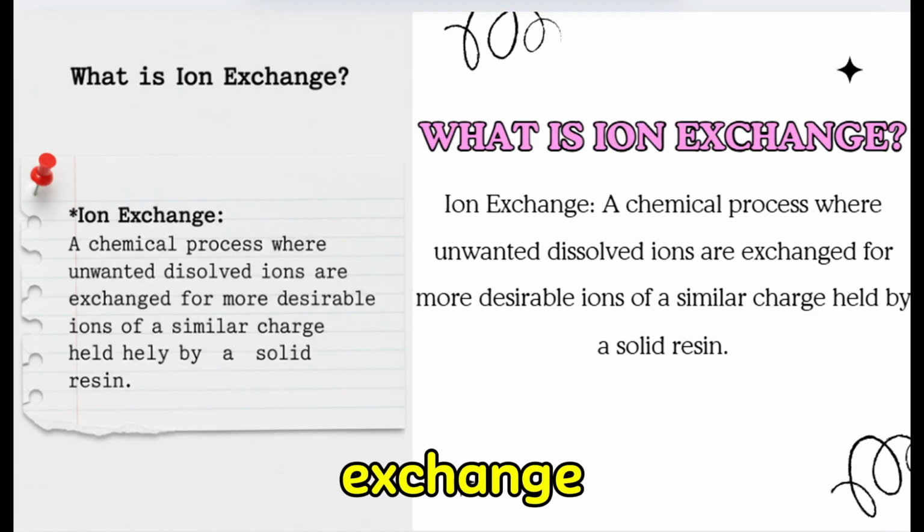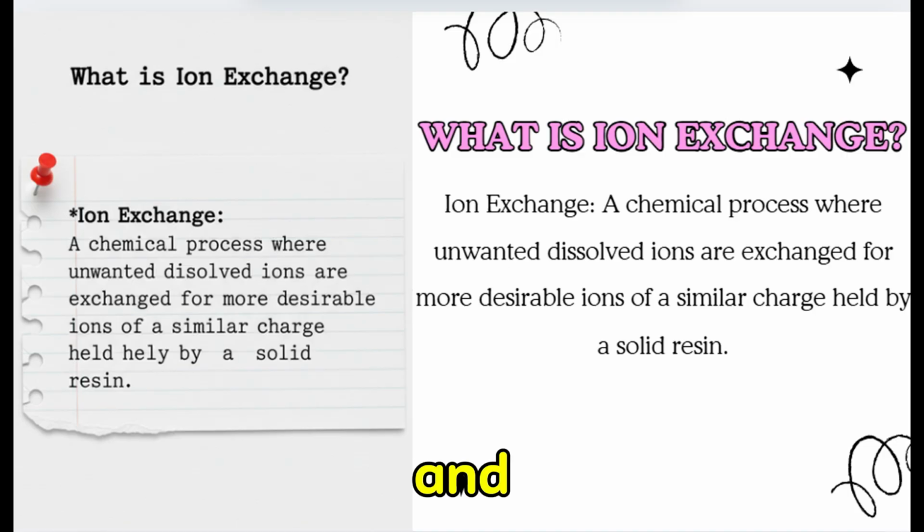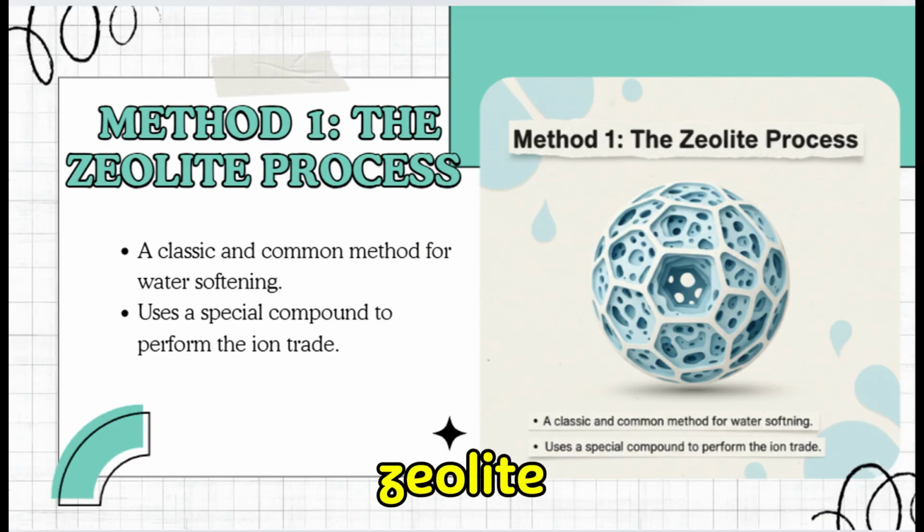An ion exchange resin does the same thing. It's a solid material that holds onto harmless ions. When hard water flows past it, the resin grabs the troublesome hard water ions and, in exchange, releases its harmless ions into the water. It's a simple, effective trade. Now, let's see how our first method uses this principle. First up is the zeolite process, one of the most common methods for water softening.